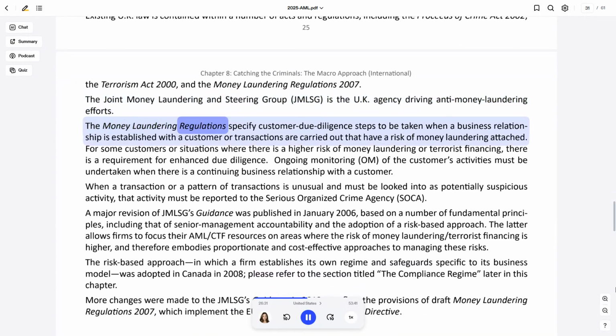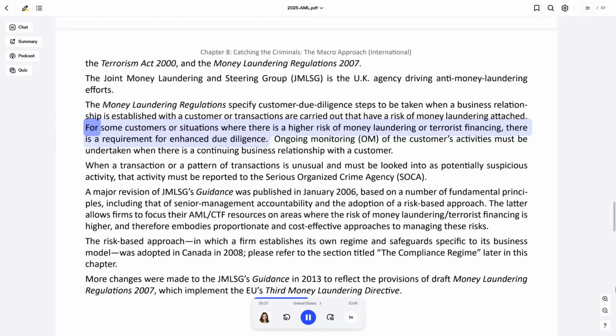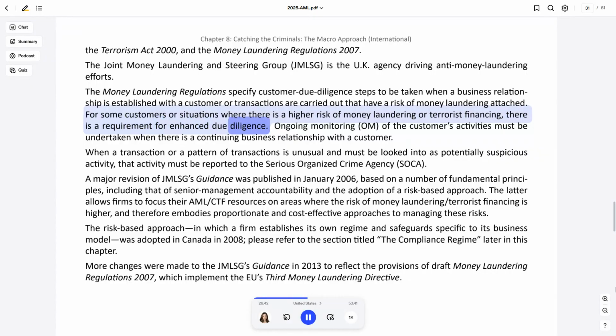The money laundering regulations specify customer due diligence steps to be taken when a business relationship is established with a customer or transactions are carried out that have a risk of money laundering attached. For some customers or situations where there is a higher risk of money laundering or terrorist financing, there is a requirement for enhanced due diligence.